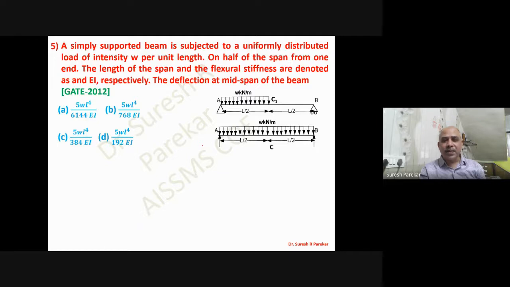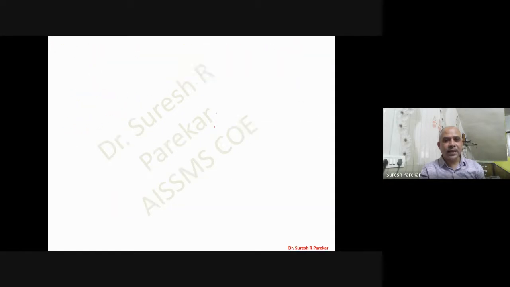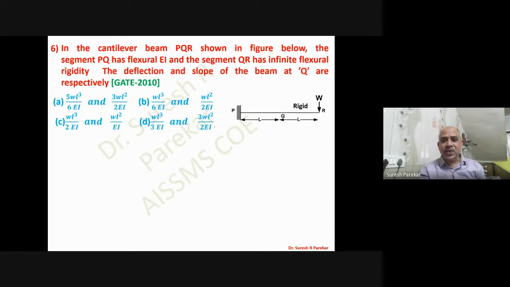Then this is a simply supported beam, and we have half load, and we are interested to find the C1. Just as we have seen Maxwell's reciprocal theorem, by that also we can go, and there we will get half of the total load. Total we know 5 by 384, so half of this we have 5WL^4 upon 768 EI. The answer is B.